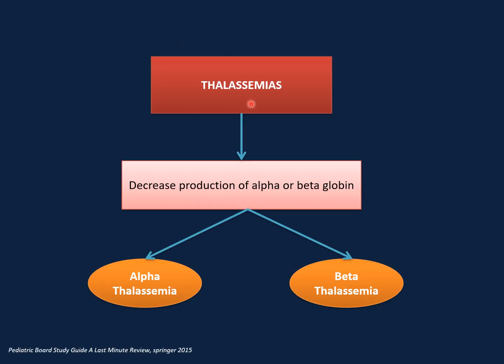Another cause of microcytic anemia is thalassemia. As you know, remember, globin is very important to be able to make hemoglobin. So thalassemia is decreased production of alpha or beta globin. When you decrease the production of alpha globin, it is alpha thalassemia. If it's beta globin, it will be beta thalassemia.